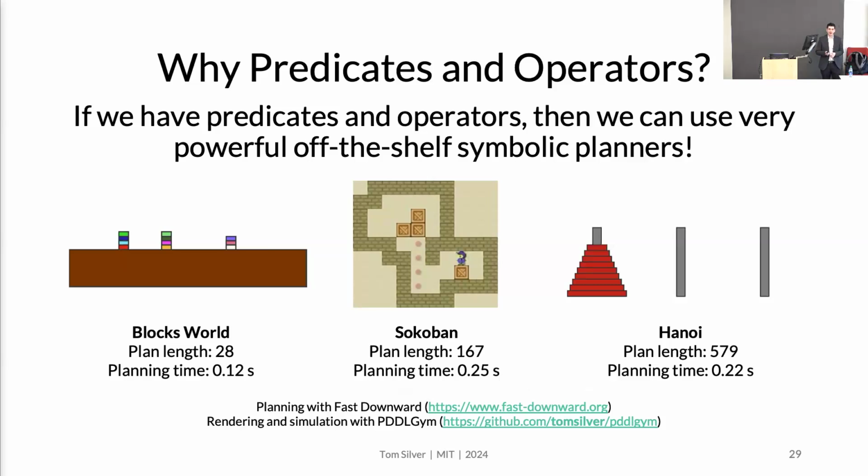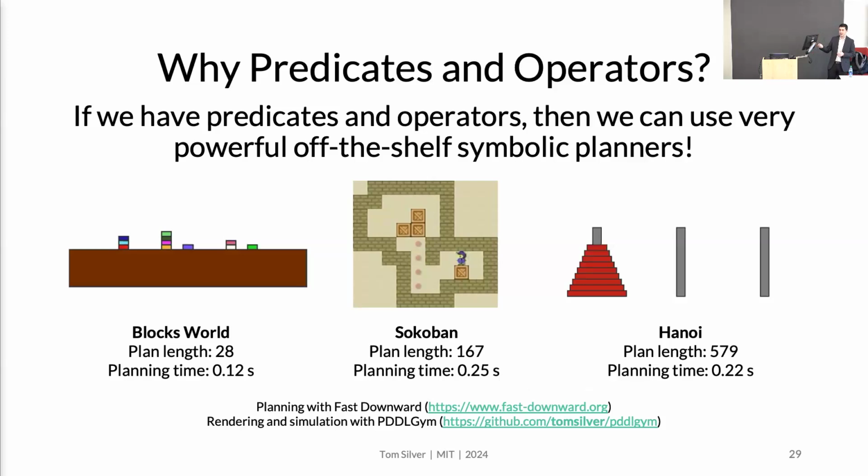Well, the reason is that we want to be able to leverage these very powerful AI planners that have been developed over several decades. And if we have these predicates and operators, then we can literally just download, off the shelf, one of these very powerful planners, give it the right kinds of predicates and operators, and it'll really quickly return to us a long horizon plan.